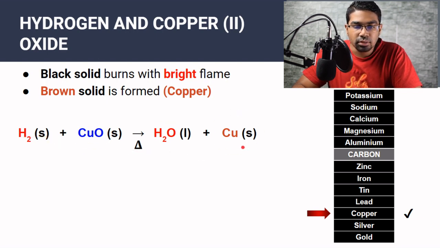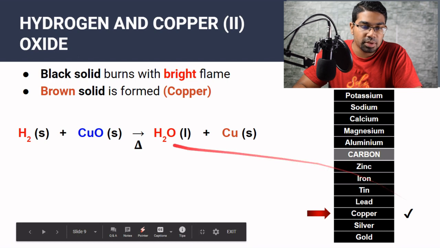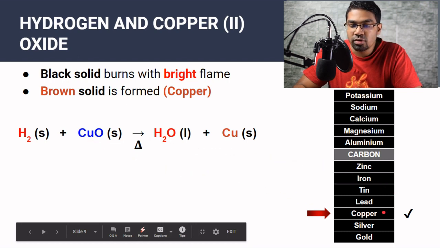Copper is displaced out. Remember, once again, hydrogen here is oxidized, so it acts as the reducing agent. So hydrogen has been able to reduce copper 2 oxide. Copper 2 oxide is reduced to copper because it loses oxygen, and so it's the oxidizing agent. So hydrogen is able to react with copper 2 oxide, which means it is more reactive than copper. So it should be higher than copper. So let's try with a metal higher up.